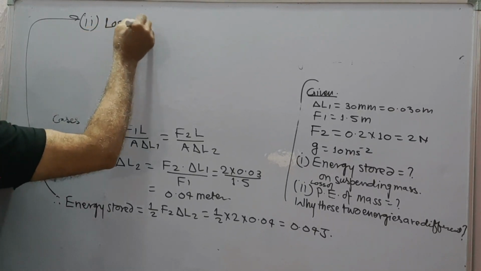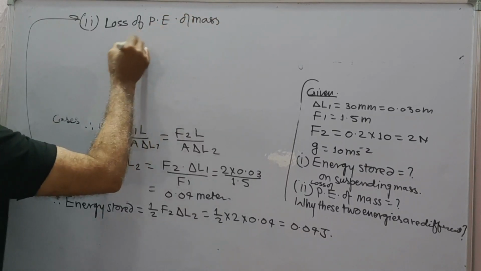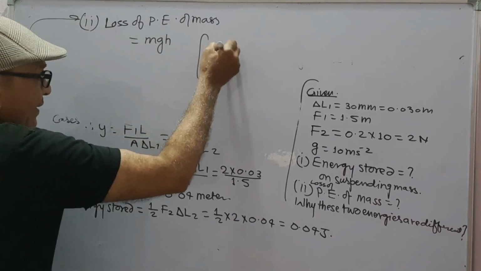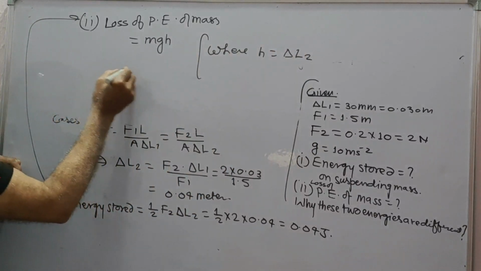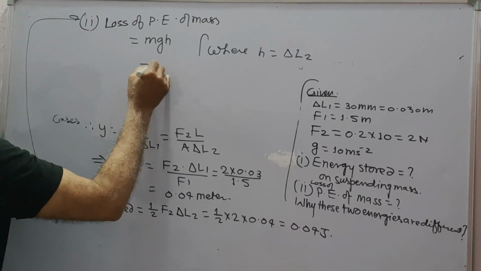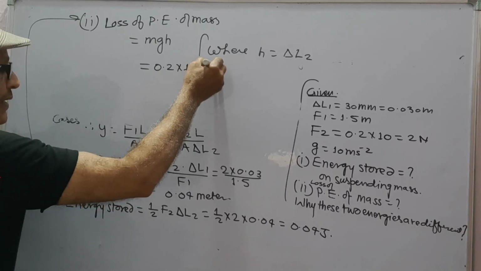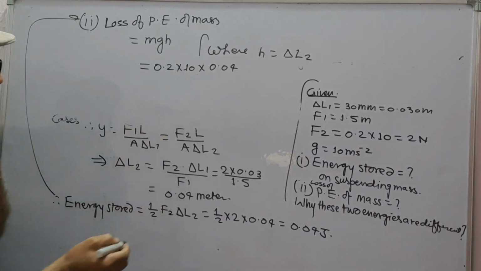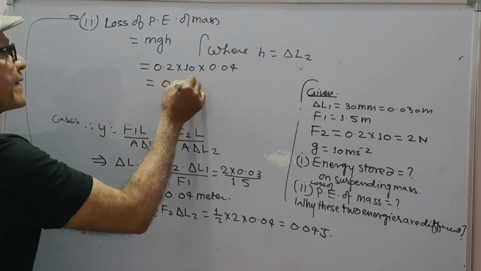Loss of potential energy of mass will be equal to mg into h, where h is equal to delta L2. So it will be m 0.2, g 10, delta L2 is 0.04. This will be equal to 0.08 joules.